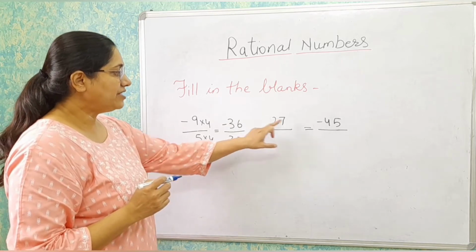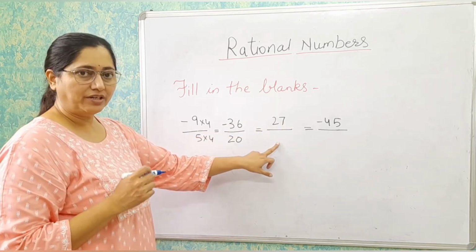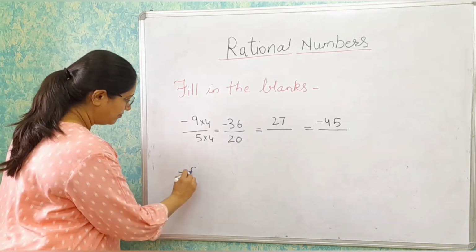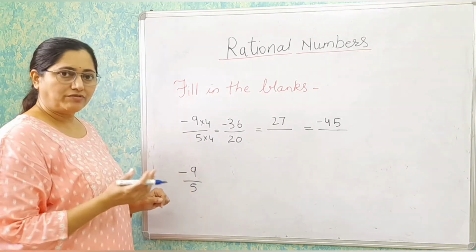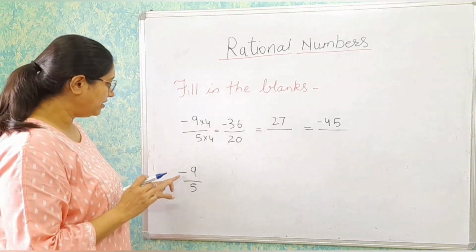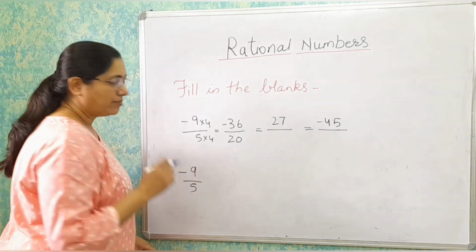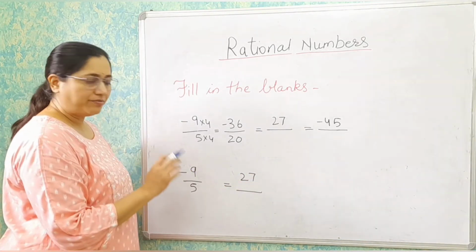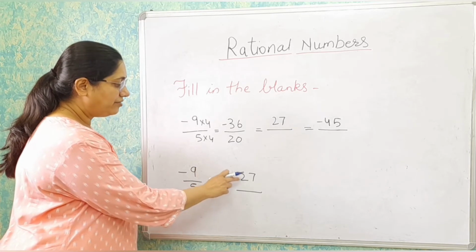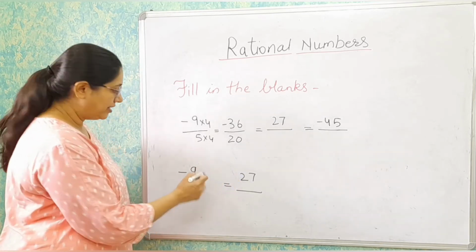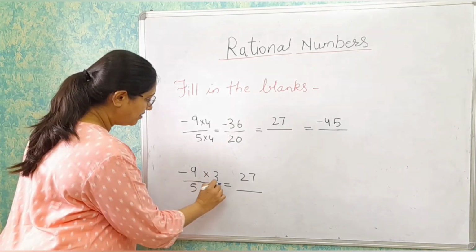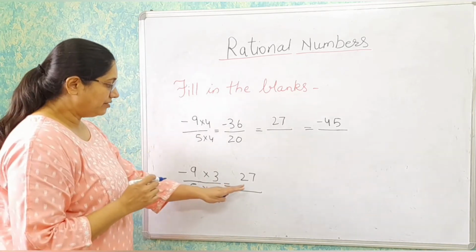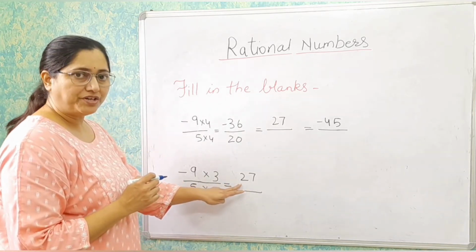Third one, 27 is the numerator, but we have to find out the denominator. Again we will start with minus 9 upon 5. We will always start our calculation with the base number, and that is minus 9 upon 5. But this time this 9 is converted into 27, and it shows that we multiply 9 with a number so that it will change into 27, and you know that 9 3s are 27.